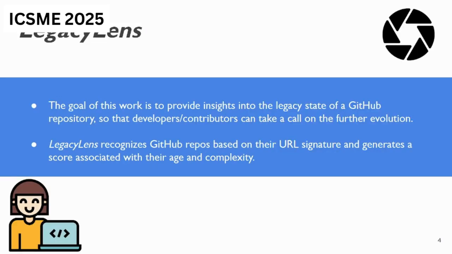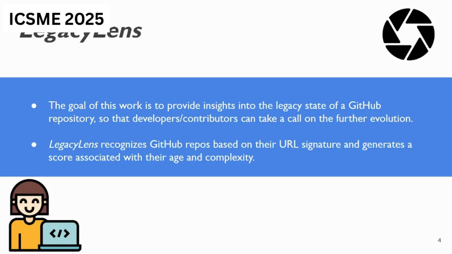The goal of this work, as I said, is to provide insights into the legacy state of a GitHub repository so that developers or contributors or the organization as a whole can take a call on further evolution strategies. Now, LegacyLens recognizes GitHub repositories based on their URL signature and sends the owner and repo information back to the service and then generates a score associated with age and complexity.